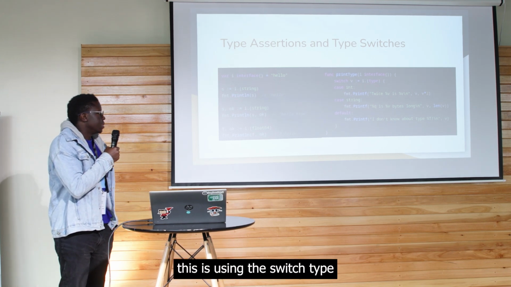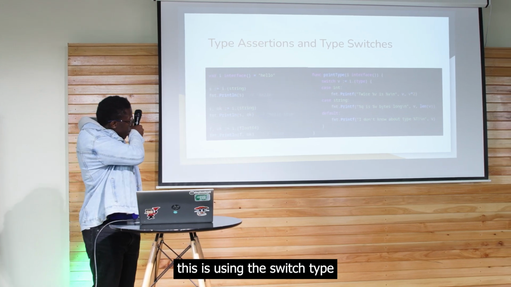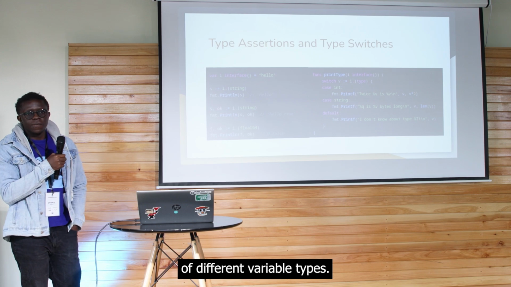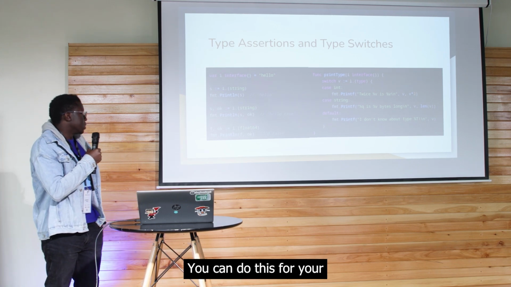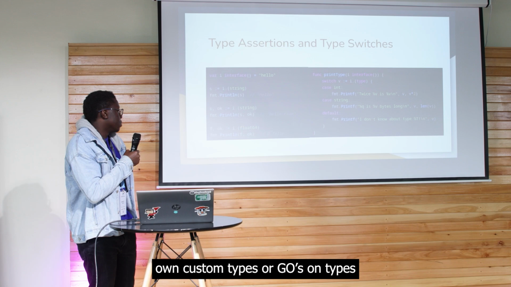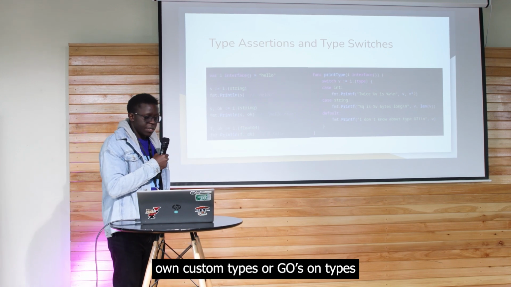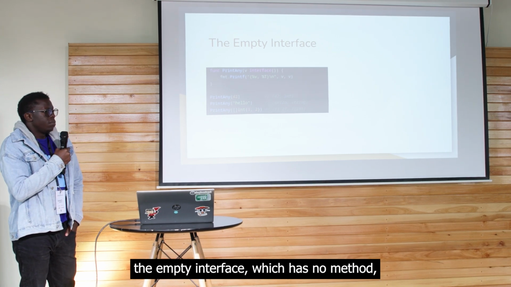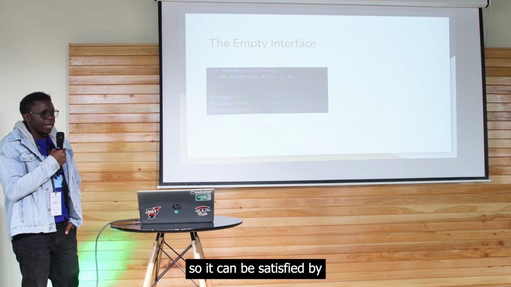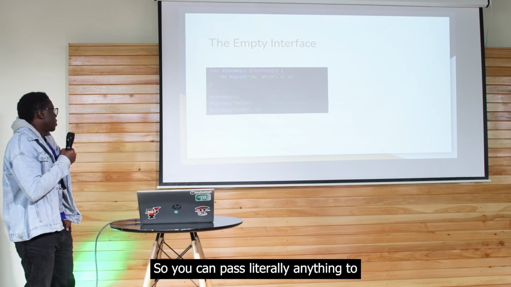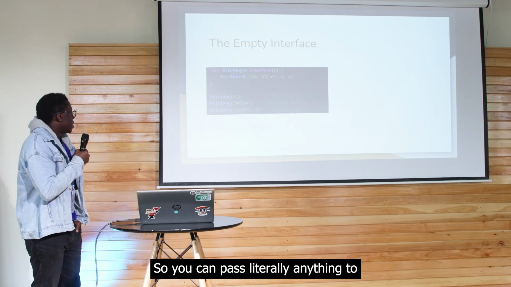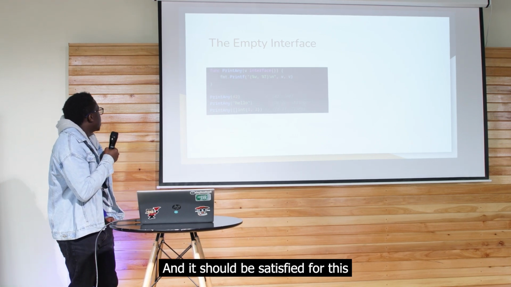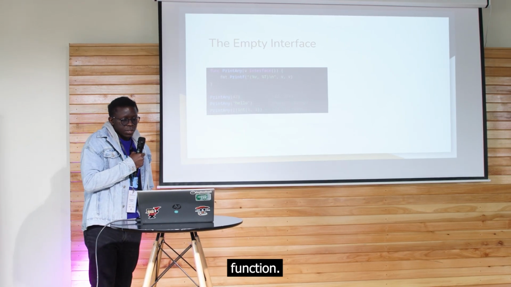Another way to do this is using the type switch, and going through each case of different variable types. You can do this for your own custom types or Go's own types. Another thing is the empty interface, which has no methods, so it can be satisfied by any variable type. So you can pass literally anything there, any type, and it will be satisfied for this function.